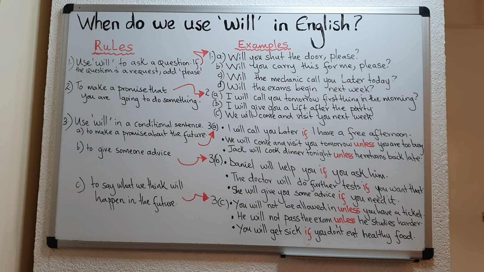Now, B: use will in a conditional sentence to give someone advice. You can use will in a conditional sentence to give someone advice. And a conditional sentence is where one thing depends on another thing happening. And usually with conditional sentences, we use if, unless, but, and so on. So if you want to give someone advice, then use will in a conditional sentence. And how do you do that? Let's look at examples 3b.